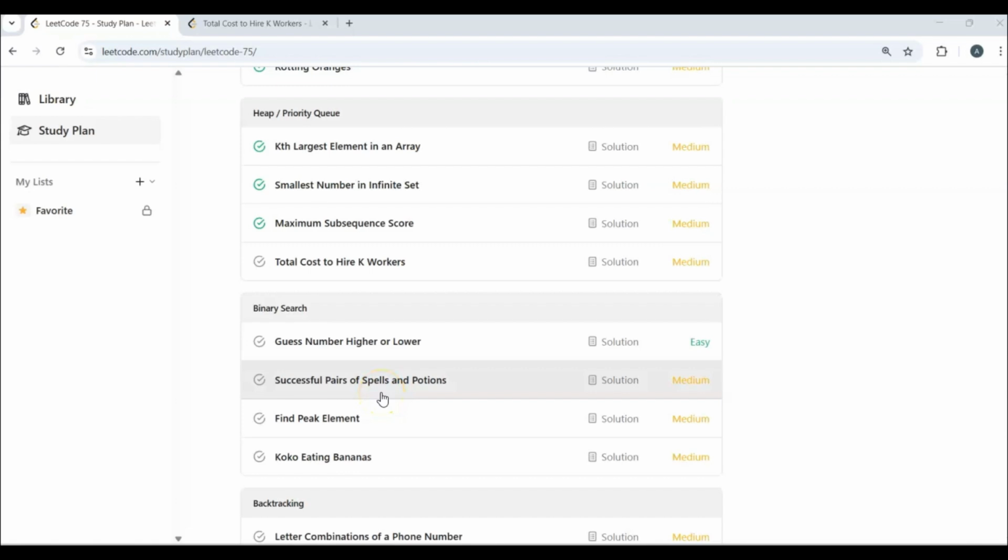Today is day 52 of solving the LeetCode Certified Challenge, and today we are going to solve the last problem from the priority queue section, which is Total Cost to Hire K Workers.